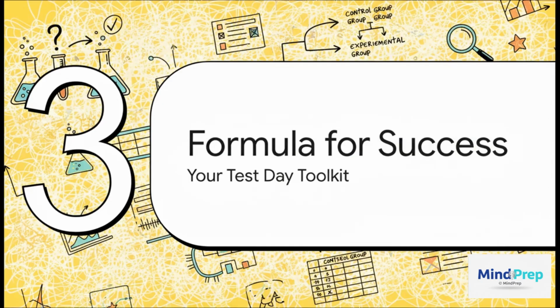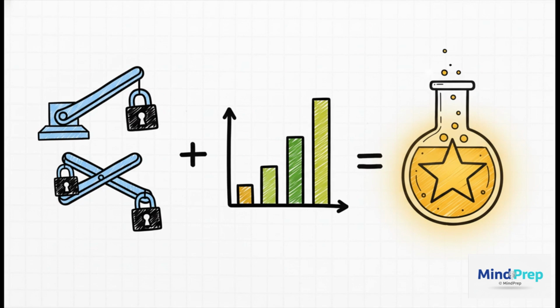So this is great, but how do you remember all this when you're under pressure on test day, right? Let's boil this whole thing down into a simple toolkit you can take with you. I want you to think of it almost like a simple math equation. The best experiment equals changing just one thing, plus keeping everything else the same, which gives you clear, measurable data. That's it. That's the formula for a perfect experiment every single time.